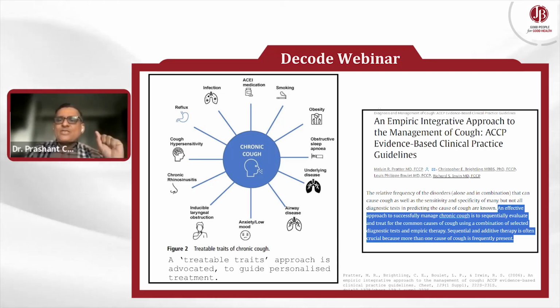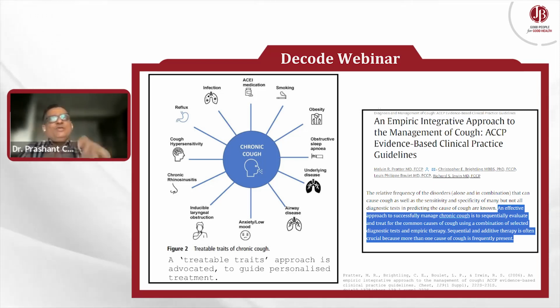Important sentence now. Sequential and additive therapy is often crucial. Sequential and additive. So you sequentially add therapies because there can be more than one cause contributing to chronic cough. So often what can happen is somebody's got a chronic cough, you've treated only one component, but the second component has not been treated, and therefore the symptoms can persist.